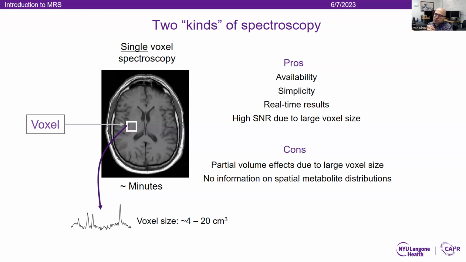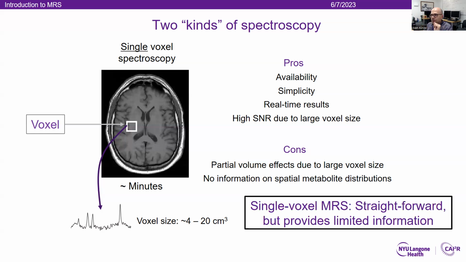And also the other obvious disadvantage is that you only get this one spectrum from the entire brain. Of course, you can acquire multiple single voxels, but there is a limit as to how many you will be able to get within one MRI session. Okay. So in summary, for single voxel MRS, it's straightforward to implement, but it provides somewhat limited information.